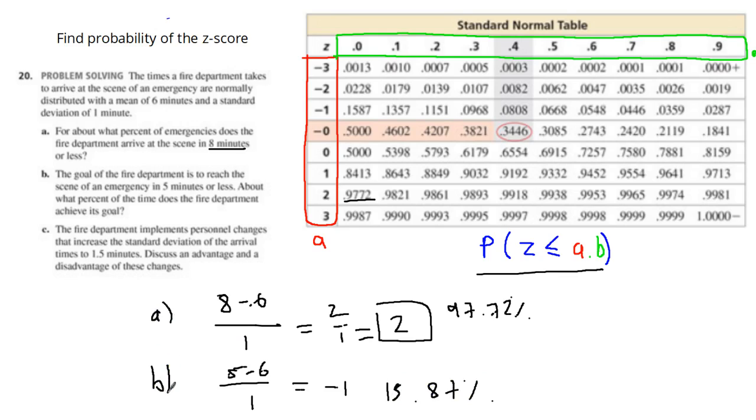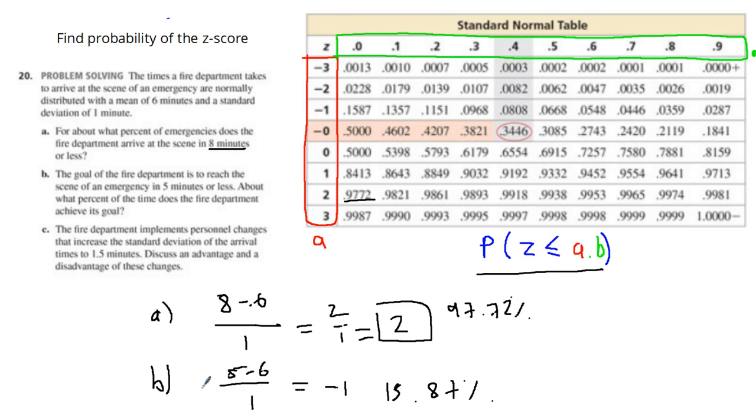C. The fire department implements personnel changes that increase the standard deviation of the arrival times to 1.5 minutes. What are the advantages and disadvantages? The advantage is there are more trips that are going to take shorter in order to reach the place. But the disadvantage is there's also going to be a lot of trips that take longer as well.